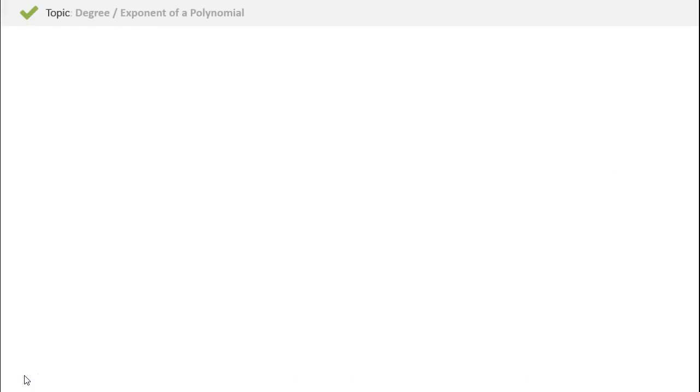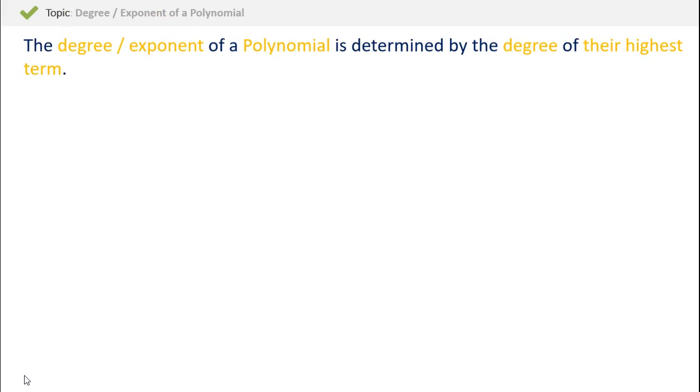Now let's understand polynomial. We all know a polynomial is a combination of terms joined together by operators like addition and subtraction. Now, the degree or exponent of a polynomial is determined by the degree of its highest term. Since it is a combination of multiple terms, you have to look into each term and identify which term has a variable raised to the highest power. That gives you the degree or exponent of a polynomial.